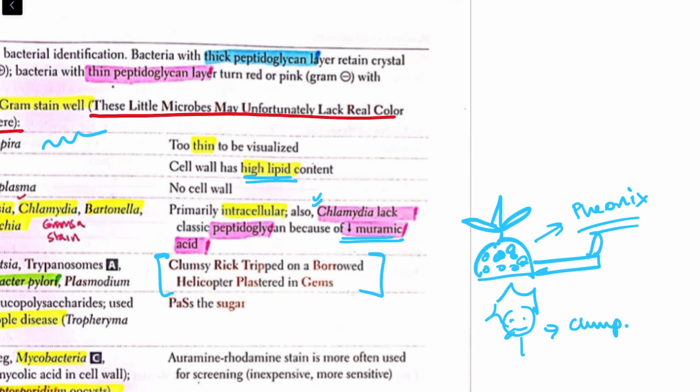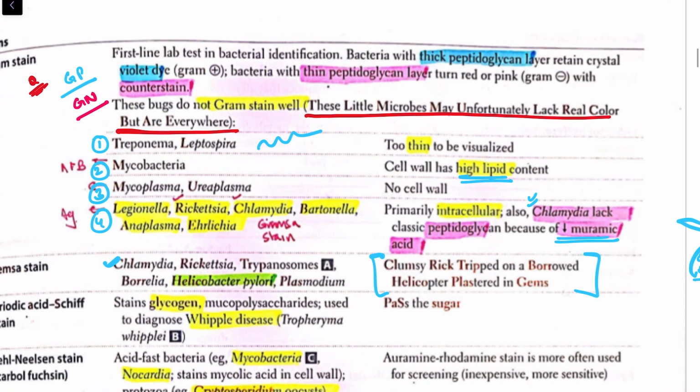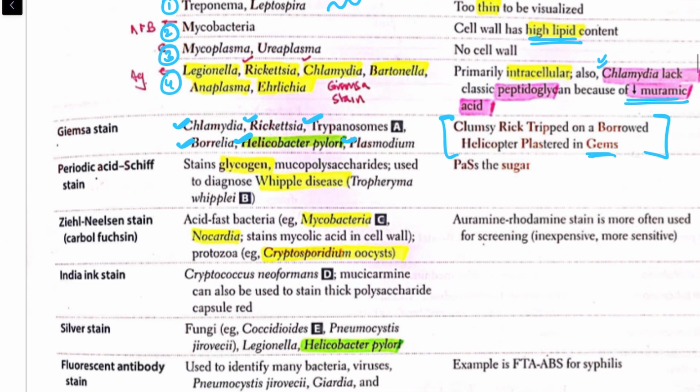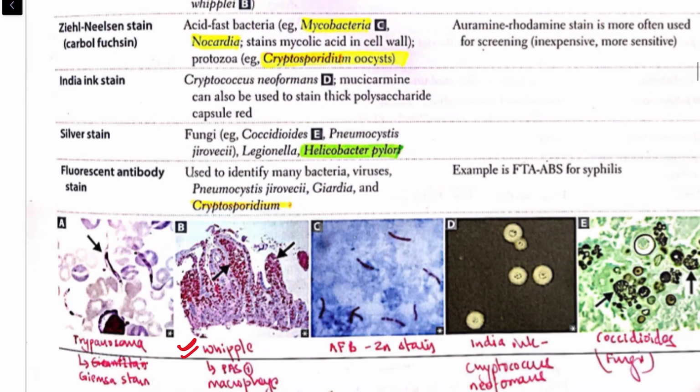So what became the mnemonic? Chlamydia, Rickettsia, trypanosomes, P for borrowed, Borrelia, helicopter, Helicobacter pylori, and P for Plasmodium. Okay, and gems is Giemsa stain. Next is periodic acid Schiff stain, right? Remember, we studied in pathology that it stains glycogen, mucopolysaccharides, and also Whipple's disease as well as abetalipoproteinemia. Okay, here we can see Whipple's disease, which is stained by PAS stain.